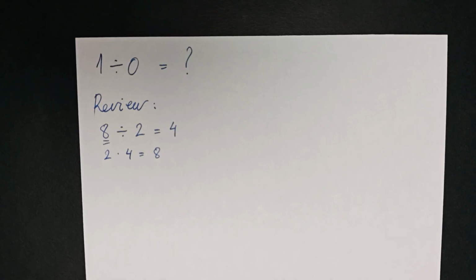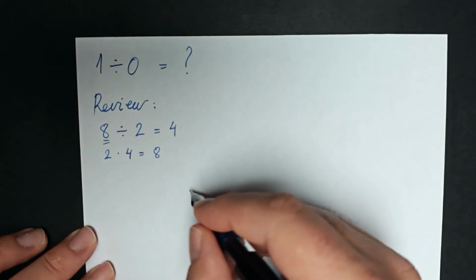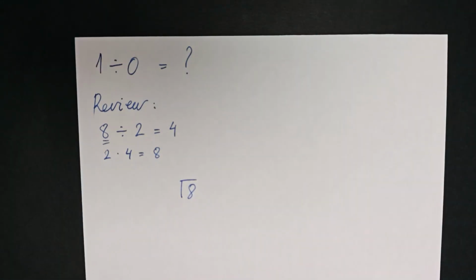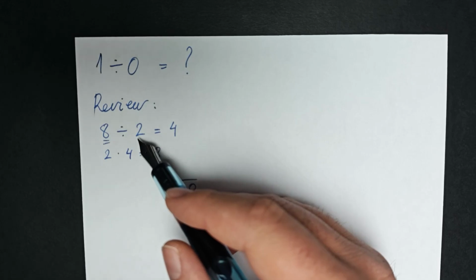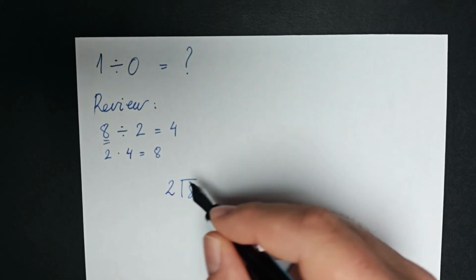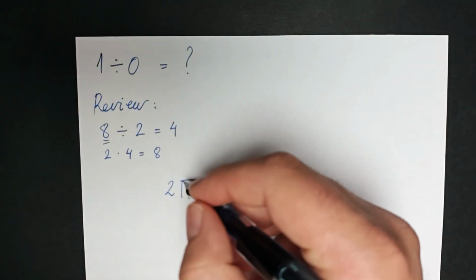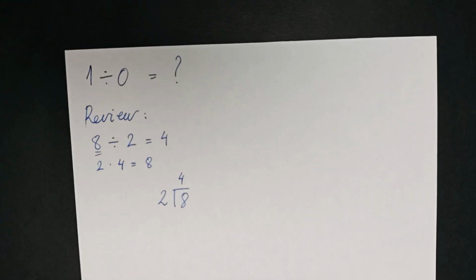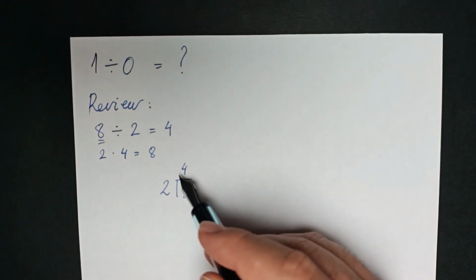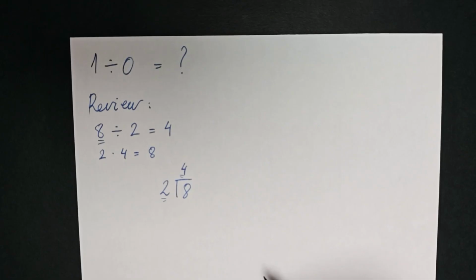So let's put number 8 inside a bracket like this. And then let's put the second number outside. The second number is number 2, so it goes in front of the bracket with number 8. The question you are going to ask yourself at this point is, 2 goes into 8 how many times? And the answer is 4. So we will put number 4 here. And 4 multiplied by 2 is equal to 8.